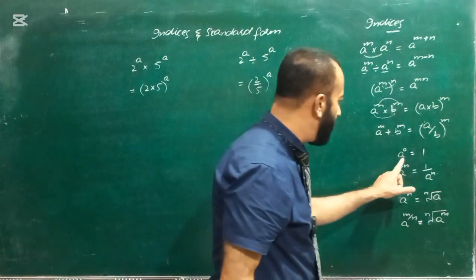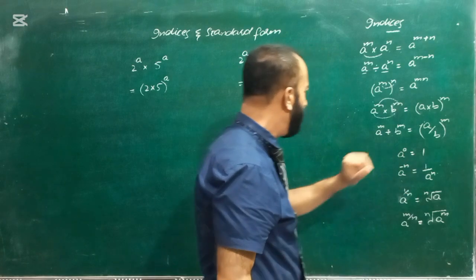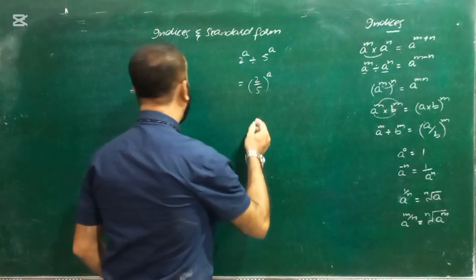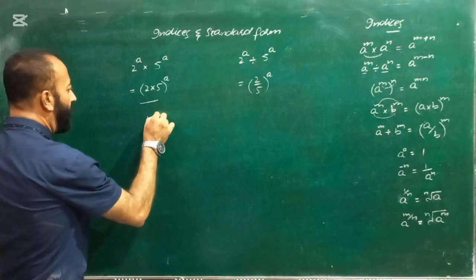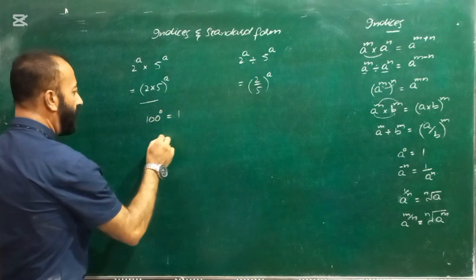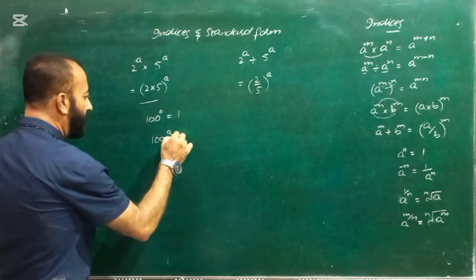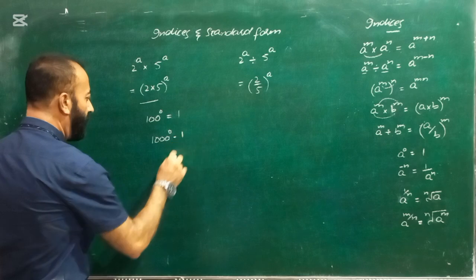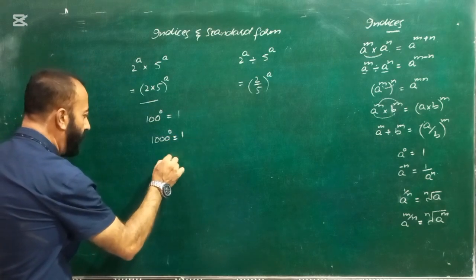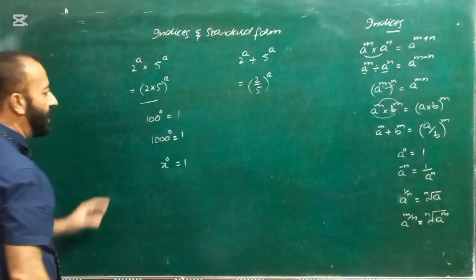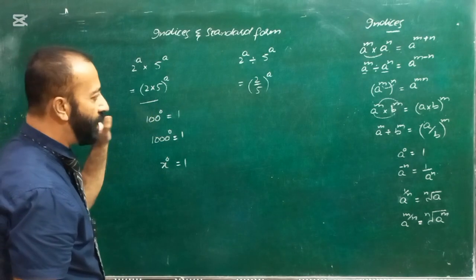The next rule is, whatever the value is, if the power is 0, the answer will be 1. So look now, the question can be, if there is 100 raised to the power 0, the answer is 1. If there is 1000 raised to the power 0, the answer is 1. For example, if x raised to the power 0, the answer is 1. So these are some examples. Whatever the value is, if the power is 0, the answer will be 1.